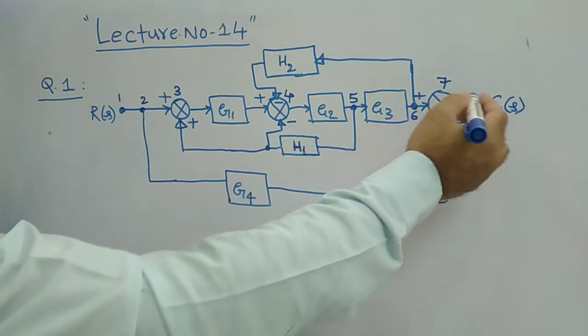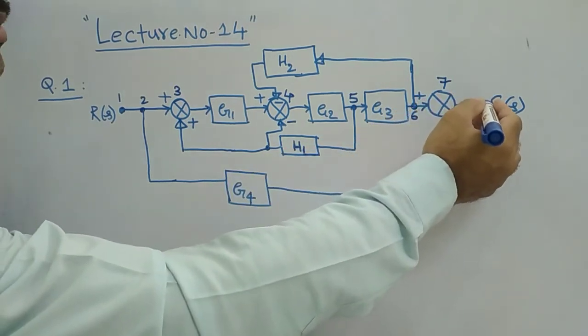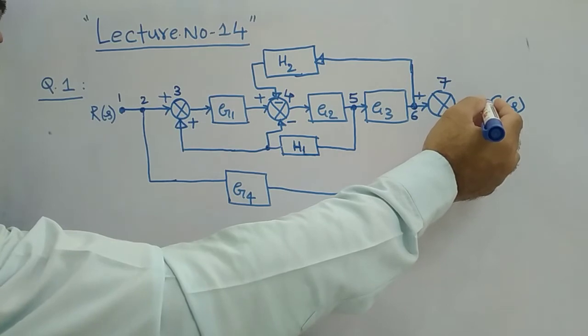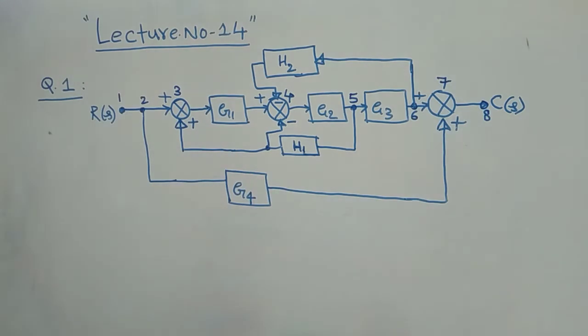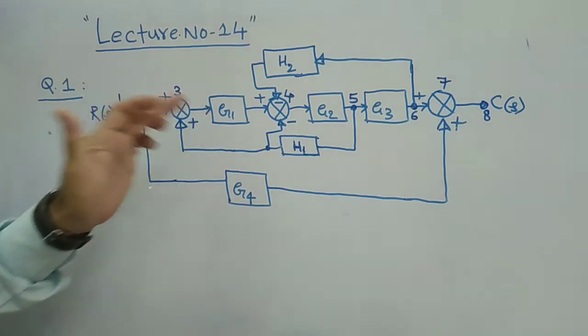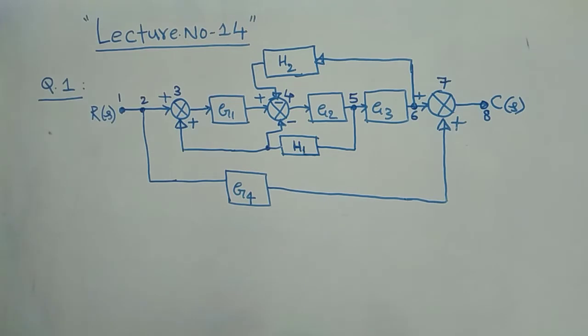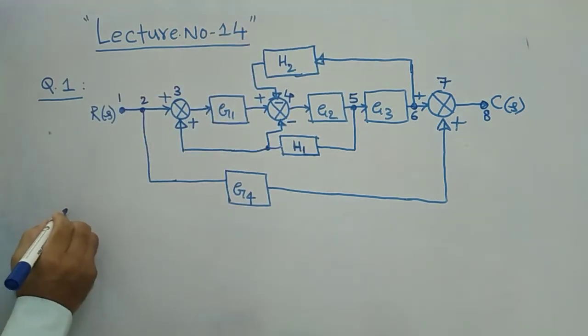And then after 7, finally your output C of S, you must also denote with a node point and consider that as the 8th node. Therefore total how many points are there? 8 points, means 8 nodes. Therefore now you need to draw the signal flow graph with respect to these nodes. Then I will draw for you the signal flow graph. Let us carefully observe. This is the solution part I am going to do now.